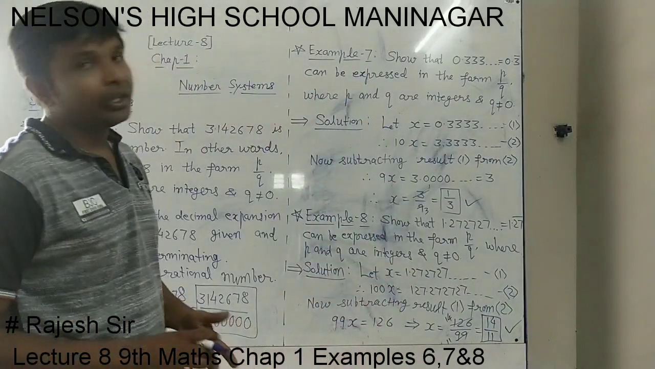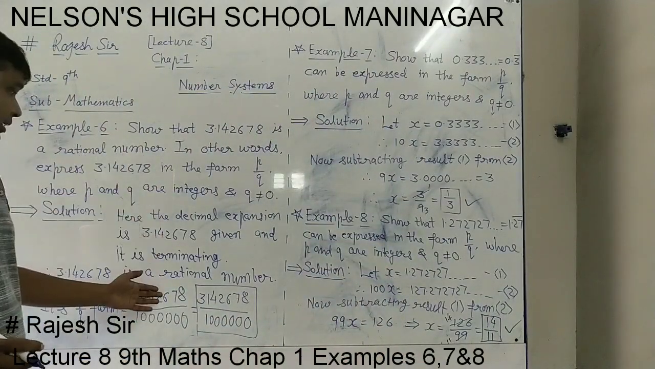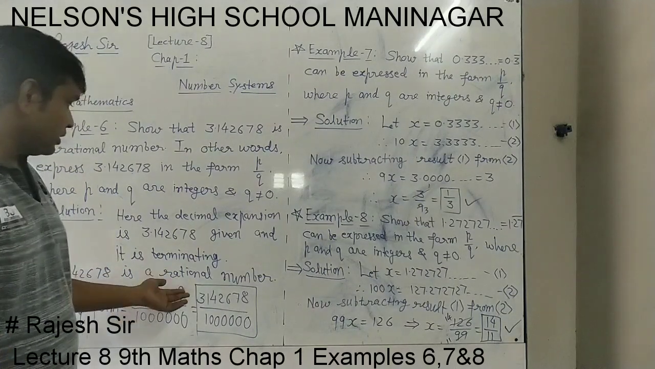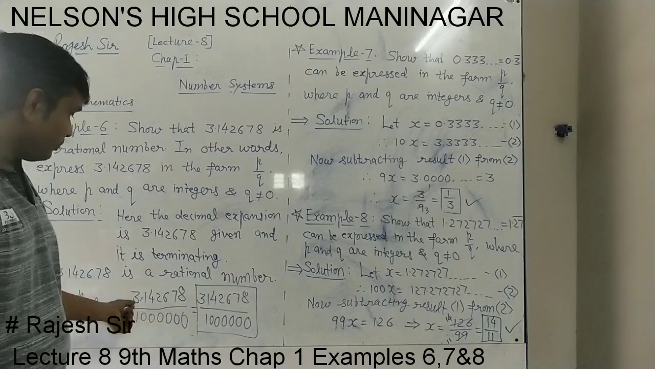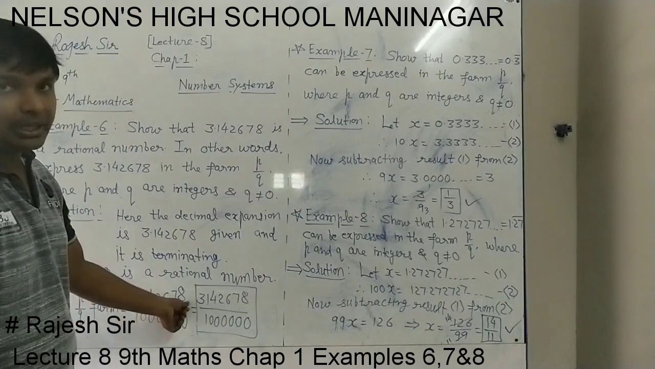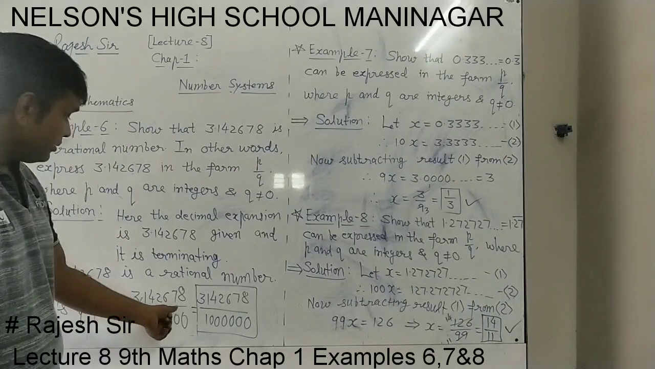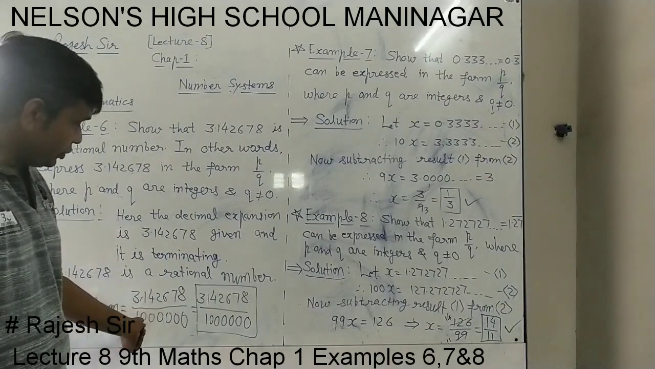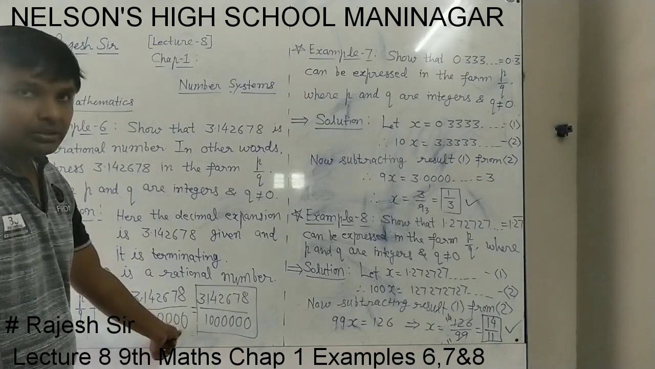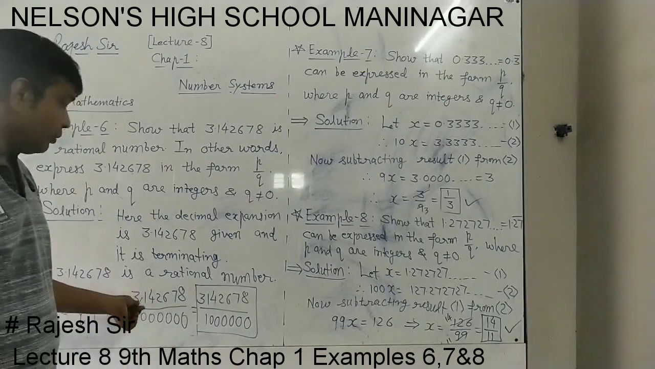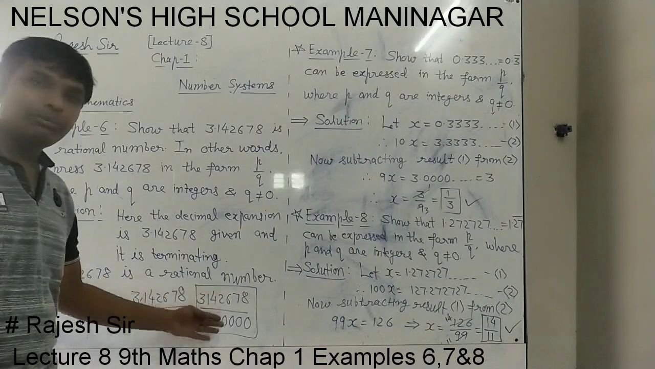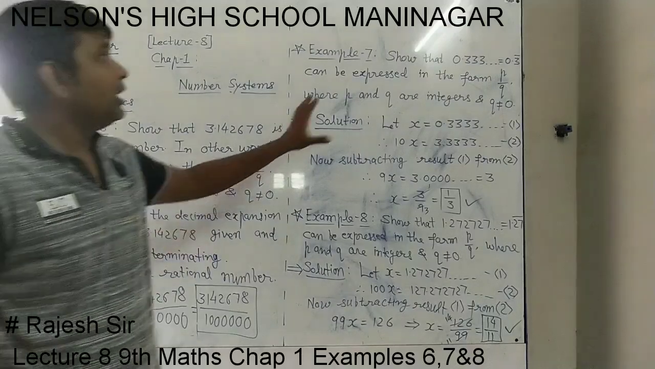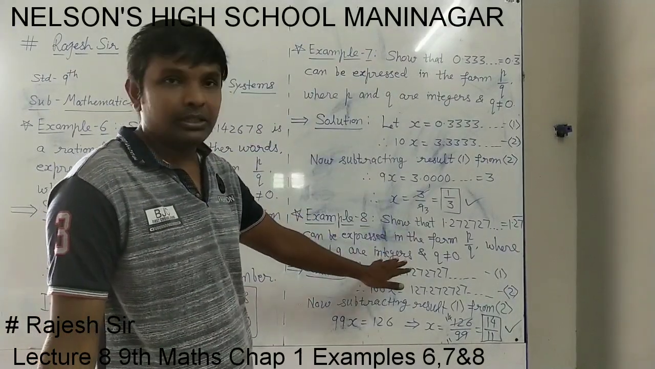2 examples we have, and this example is terminating. In terminating, in earlier classes we know what to do to express it in the p upon q form. After the point, count how many digits there are, put 1 and that number of zeros below the given number, remove the point, and then this will be in the p upon q form. This is a terminating rational number, and this is a non-terminating rational number.